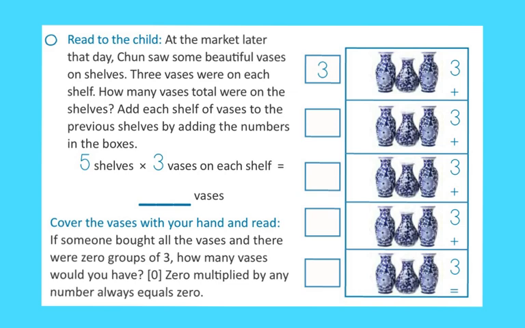At the market later that day, Chen saw some beautiful vases on shelves. 3 vases were on each shelf. How many total vases were on the shelves? Add each shelf of vases to the previous shelves by adding the numbers in the boxes.